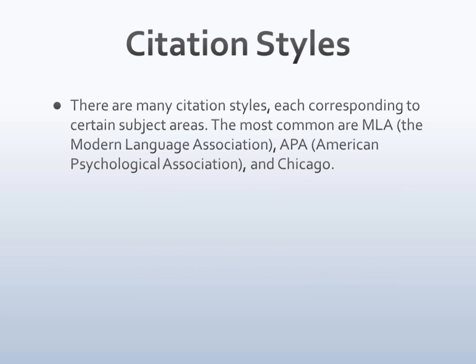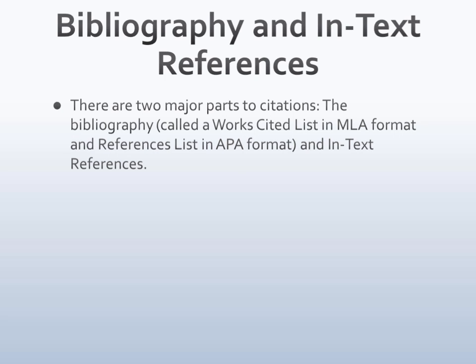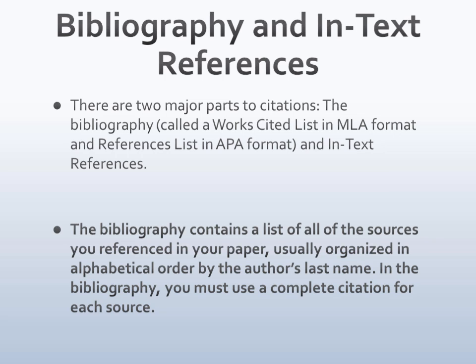There are many citation styles, each corresponding to different subject areas. The most common are MLA, APA, and Chicago. There are two major parts to citations: the bibliography and in-text references. In MLA, the bibliography is called a Works Cited list. In APA, this is called a references list. The bibliography contains a list of all of the sources you referenced in your paper, usually organized in alphabetical order by the author's last name.